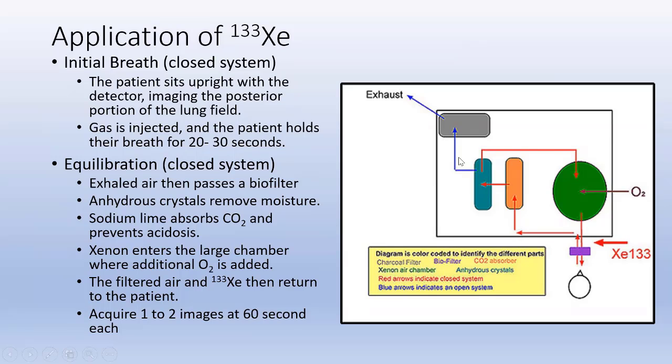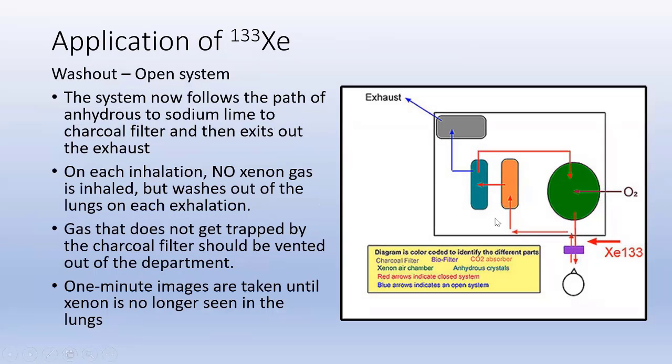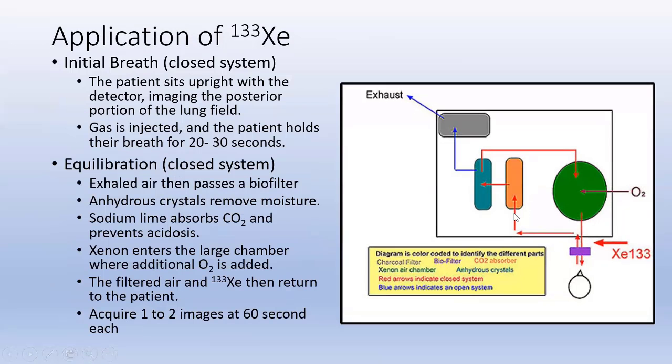The red arrows show the indication of equilibration. We also call this a closed system because xenon stays there. No more xenon is introduced, no xenon gets out. So it's a closed system during equilibration. So when the patient exhales, it goes through a biofilter. It then goes into what I call soda lime. The soda lime, as you see down here, absorbs the CO2, prevents acidosis.